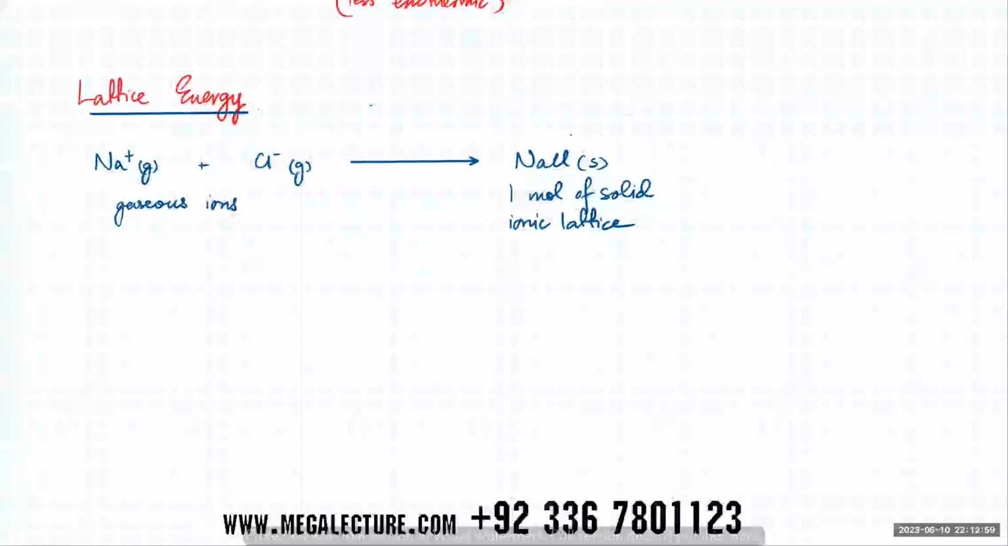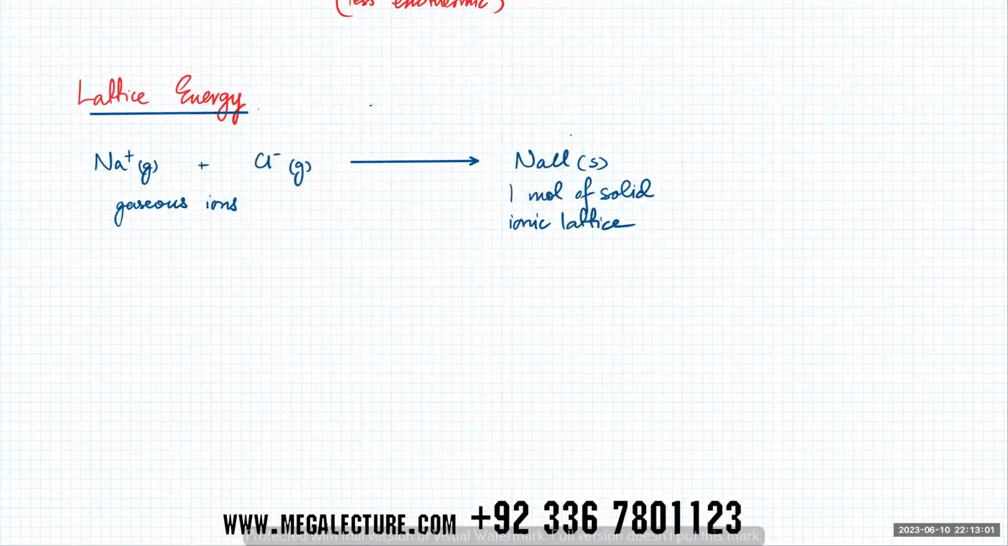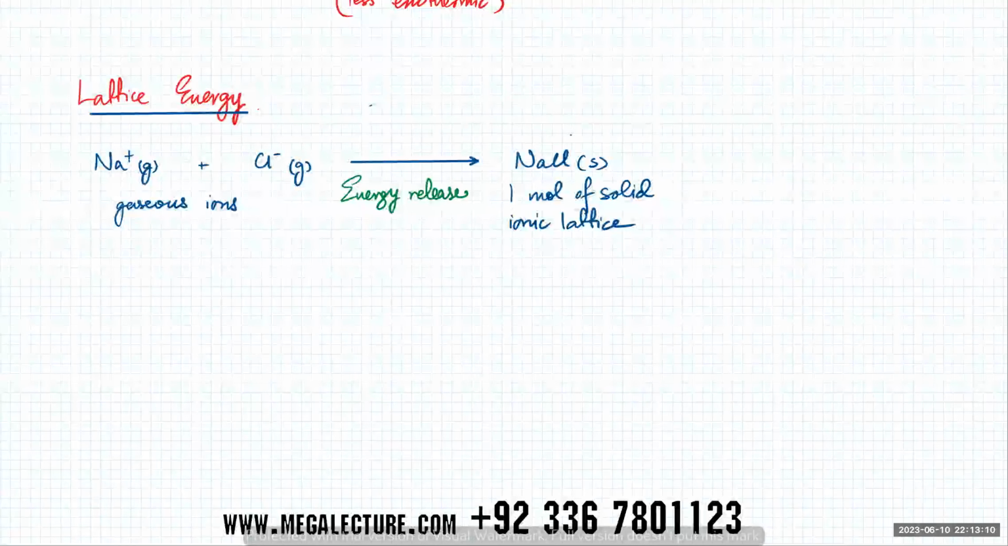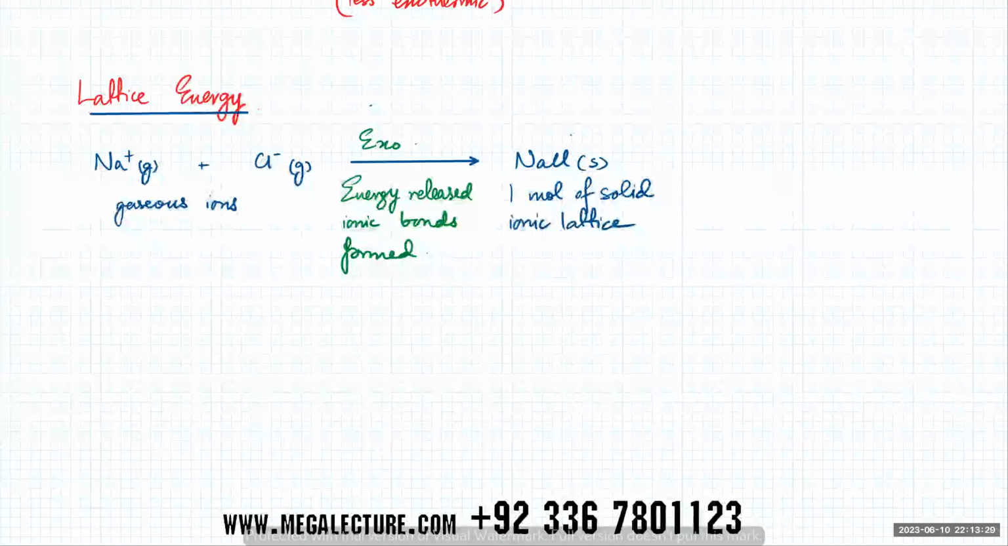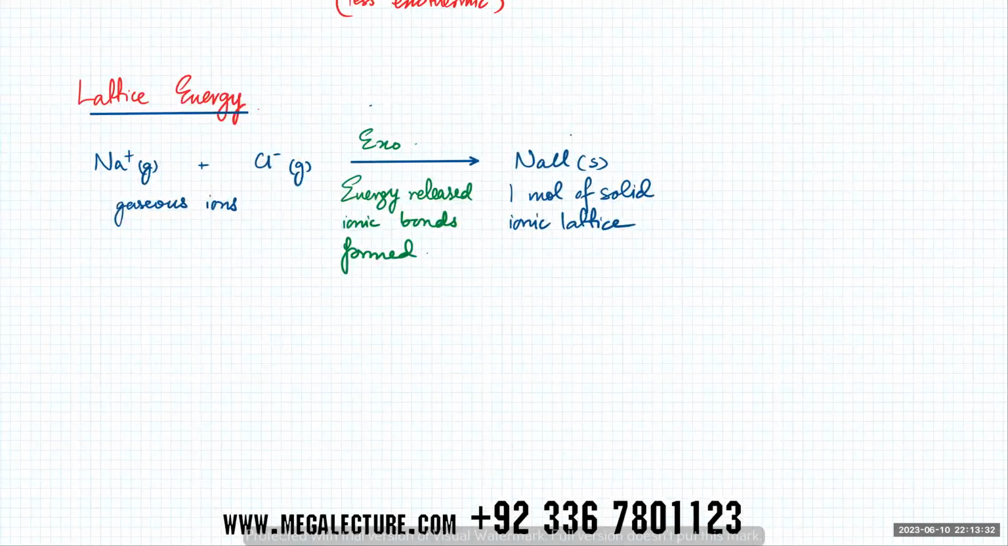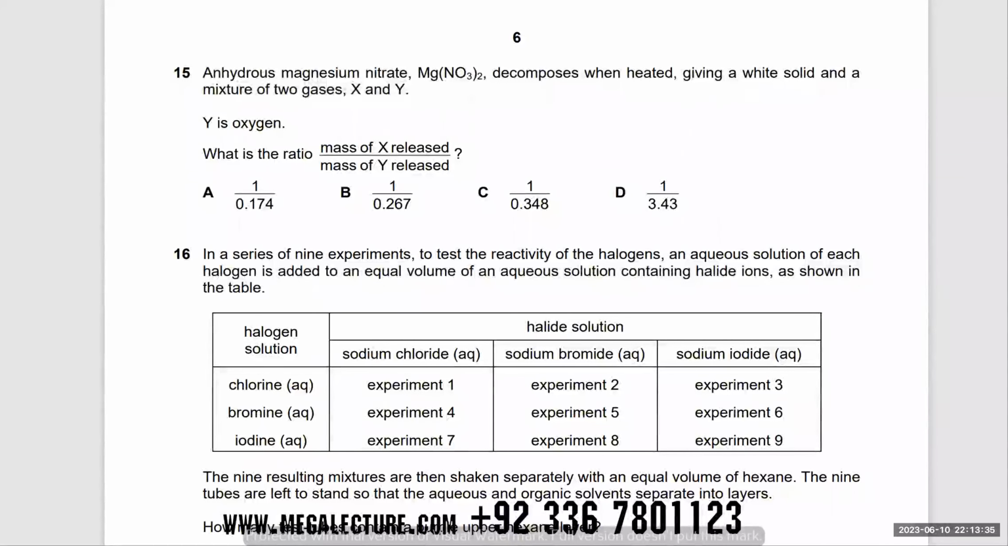Now the product has to be 1 mole, and it's always going to be energy released. So it's always exothermic. Why? Because ionic bonds are getting formed. So, for example, the ionic lattice kind of looks like this. This is how ionic lattices look.